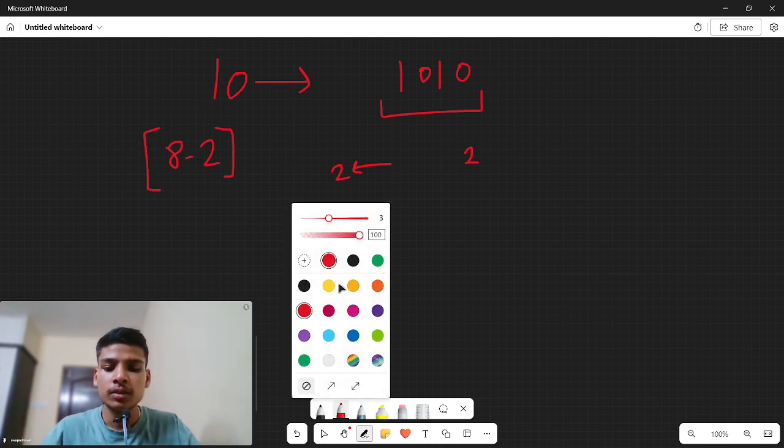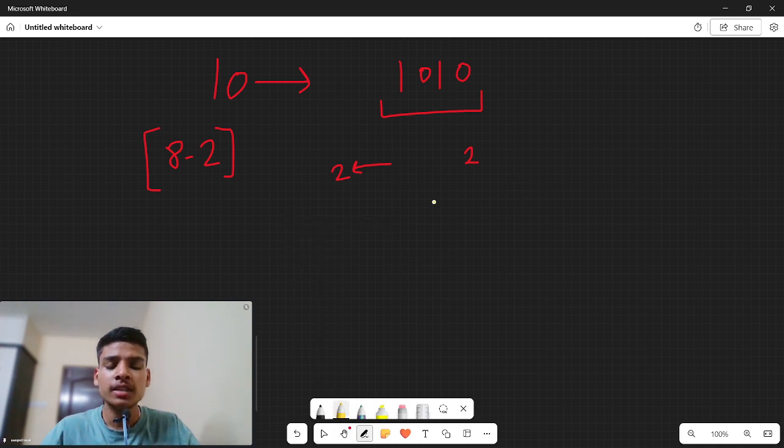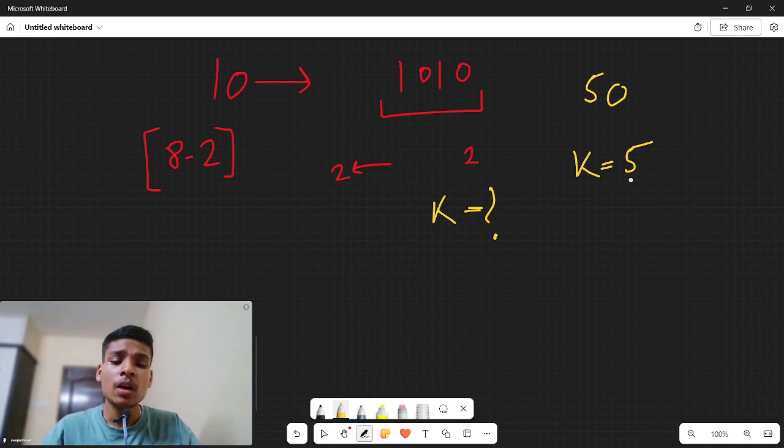So this thing we know, but here k is variable, k is unknown. So how do we solve the problem? The answer is pretty simple. For example, suppose I am given the number 50 and k is equal to 5. We will just break the 50 into powers of 5. But how can we do that? Just simply using the modulus operation.